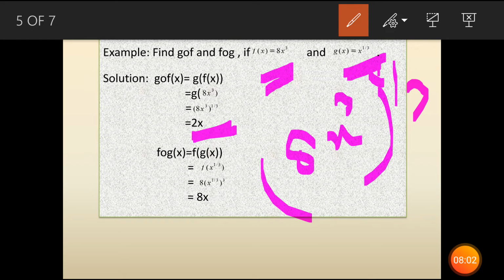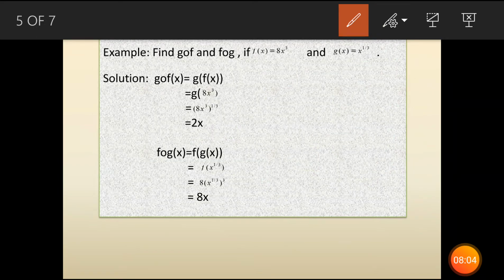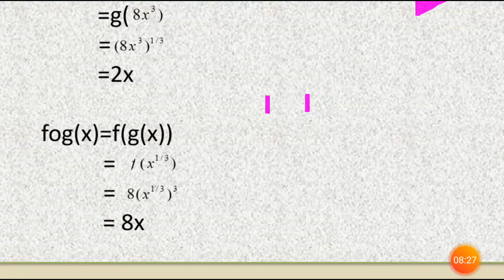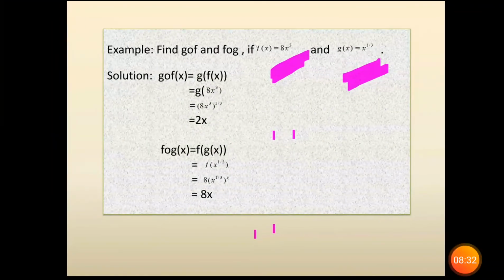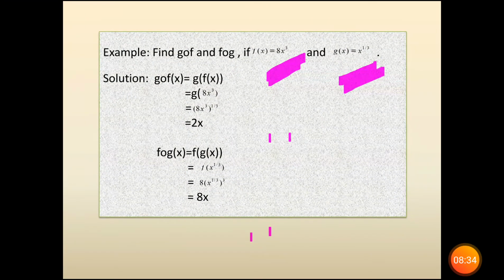Okay, so now we are going to see FOG of x. FOG of x is f of g(x). It means wherever x is there in f, you put g(x). The f function is 8x cube and g(x) is x to the power 1 by 3. So if we put x to the power 1 by 3 in place of x here, we will get 8 times (x to the power 1 by 3) to the power 3. So the result will be 8x. This is how we get 2x as well as 8x.